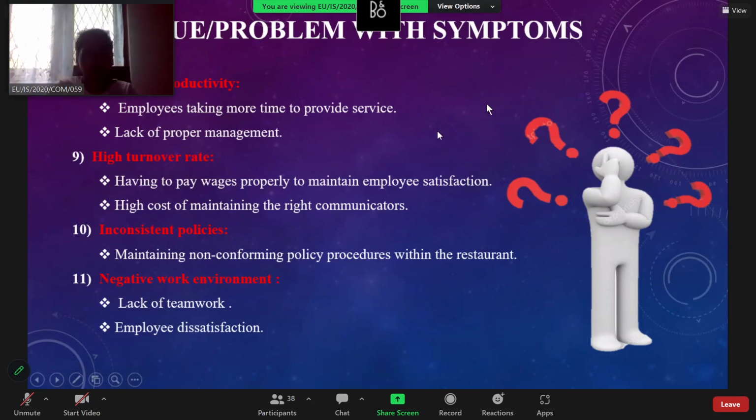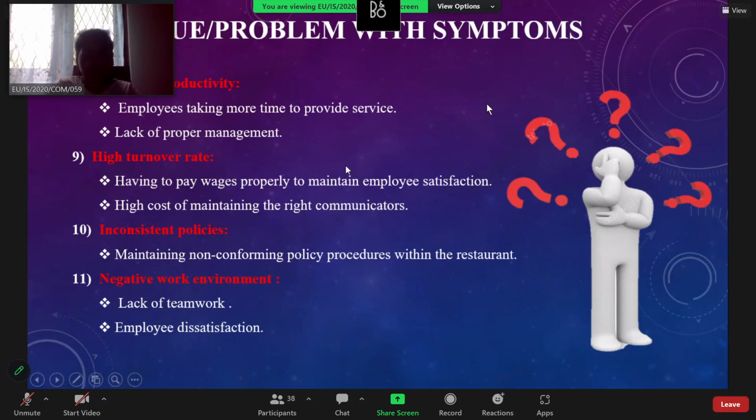Number 9, high turnover. Communication breakdowns have contributed to a high turnover rate among staff members. Employees can feel frustrated and undervalued, leading to lack of job satisfaction and increased attrition. Number 10, inconsistent policies. Communication gaps have also resulted in inconsistent policies and procedures within the restaurant. Different interpretations of rules and guidance can lead to confusion among employees and customers.